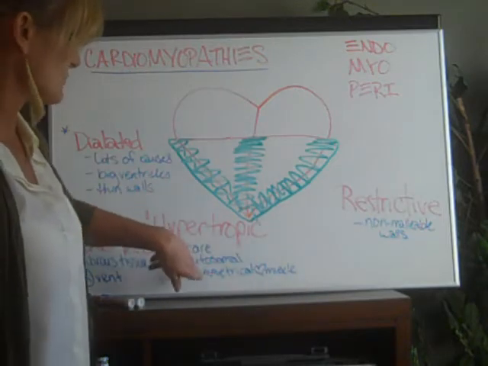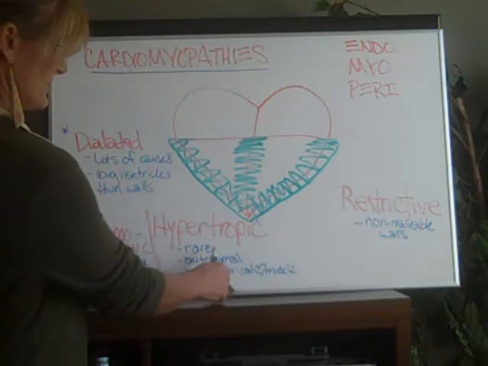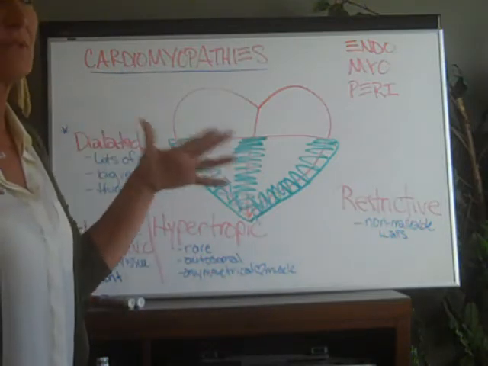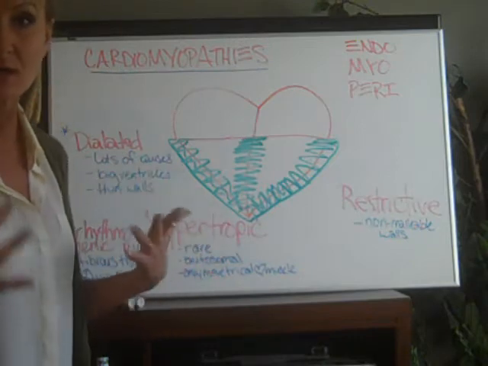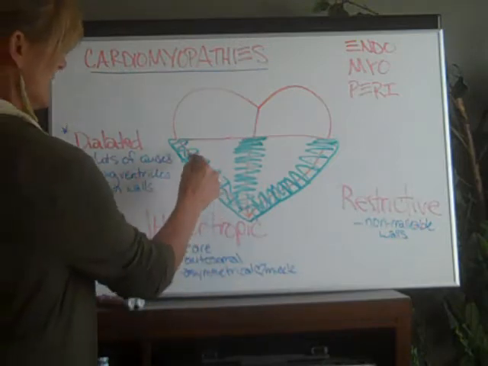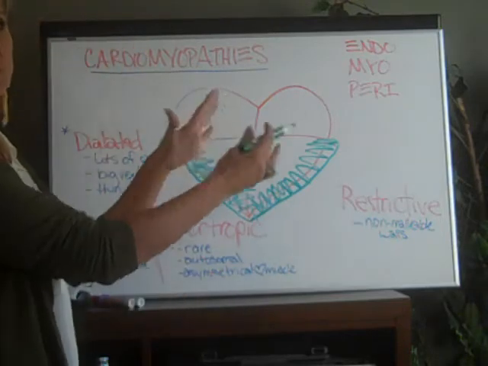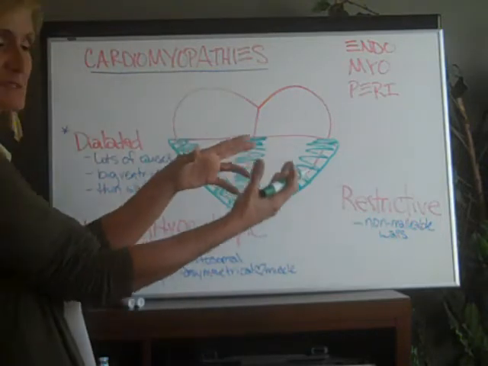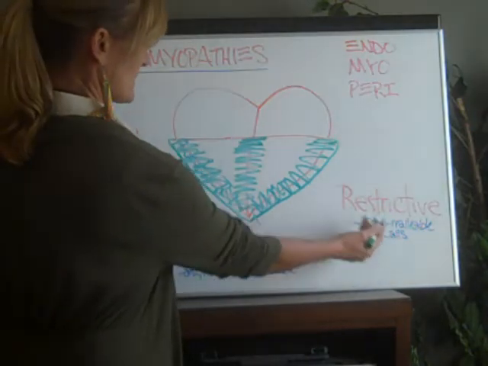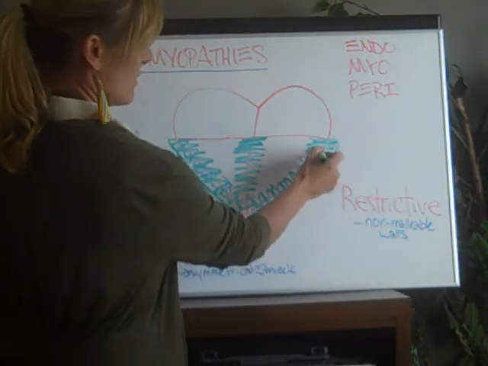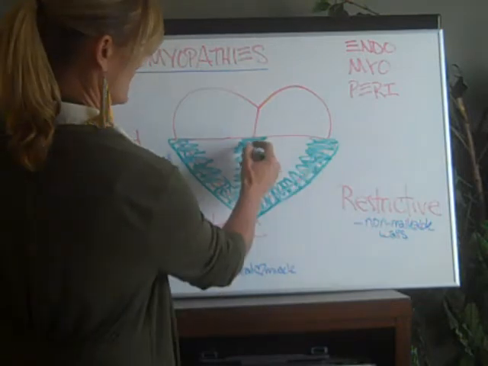The hypertrophic is rare. They think it's autosomal, or like the body is all of a sudden not recognizing the heart muscle and kind of starts attacking its own heart muscle. And that one has an asymmetry. The heart muscle starts becoming asymmetrical. The restrictive ones also start getting non-malleable walls, start laying down fibrous tissue in here.